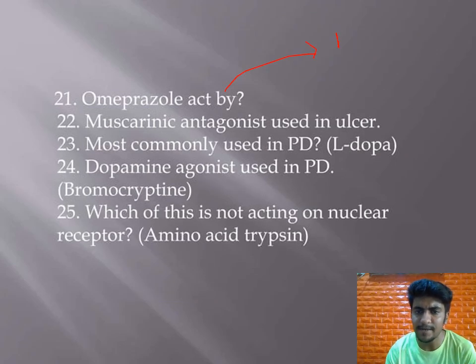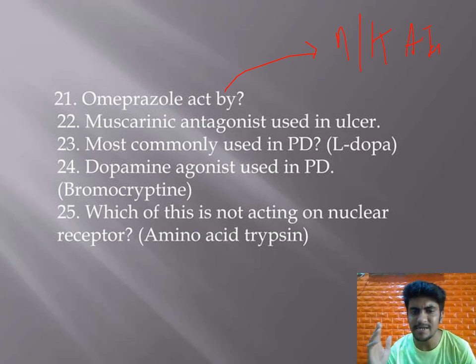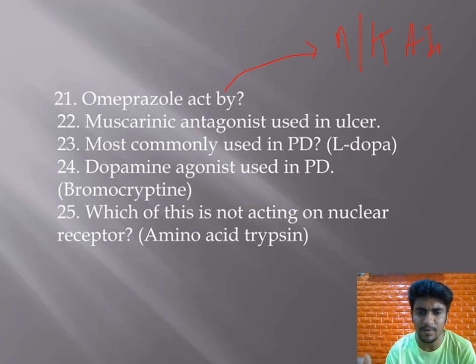Then we have omeprazole. So it is a proton pump inhibitor acting on the hydrogen potassium ATPase pump. The next was muscarinic antagonist used in ulcers. So it was pirenzepine, and so the right answer was pirenzepine. Other muscarinic antagonists were given, like a lot of different antagonists were given. We had dicyclomine and all. Tropicamide was also one of the options as far as I remember. So there are isopropamide, tropicamide that are useful in eye preparations.